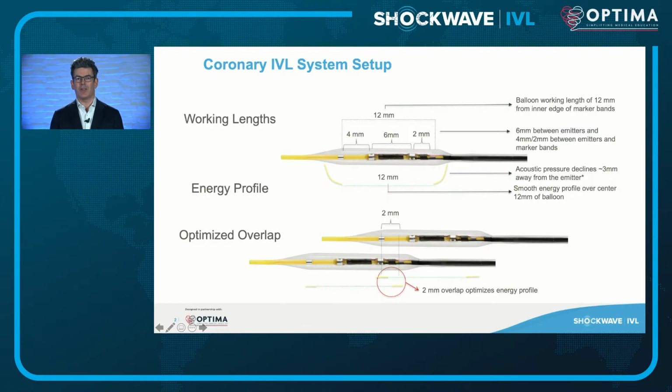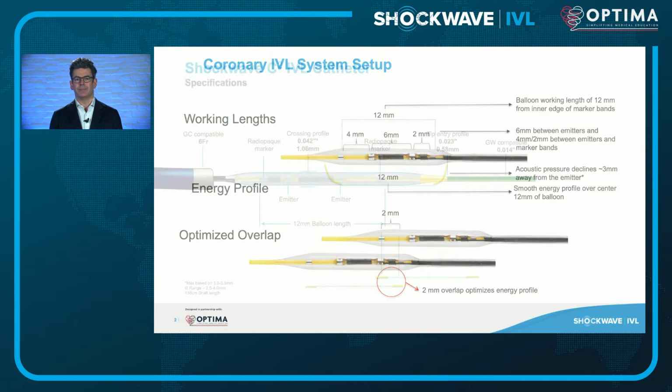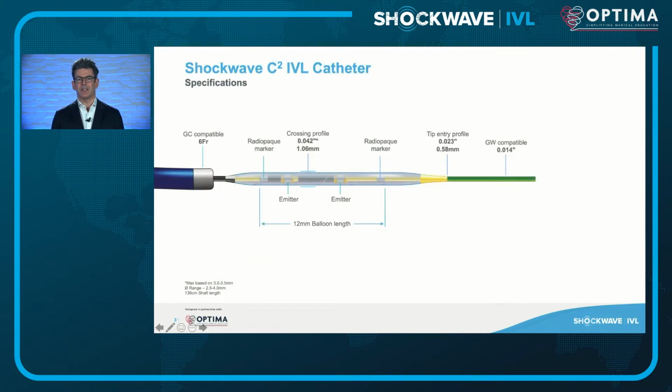The basic setup for coronary IVL is balloon-delivered technology. There is a single-length coronary balloon with two emitters for the lithotripsy energy. The setup of this device is very easy. The purpose is to deliver the balloon catheter to the area of calcification.